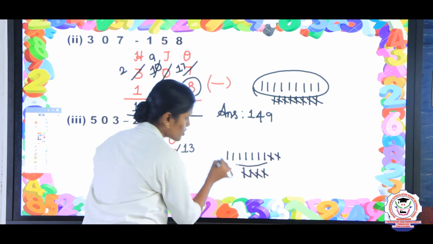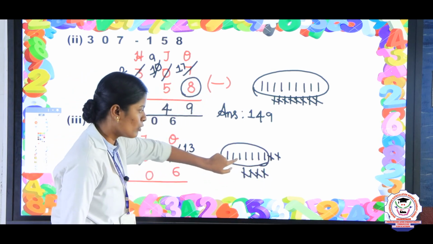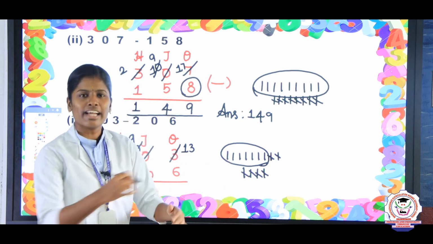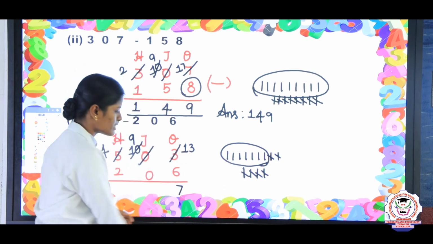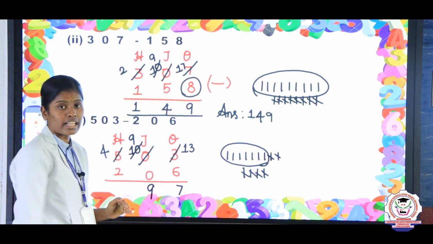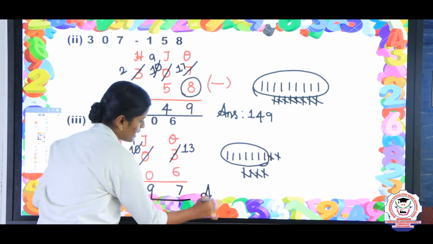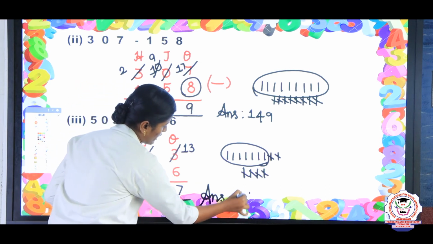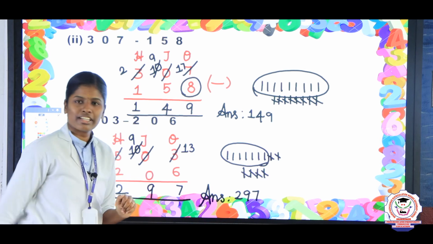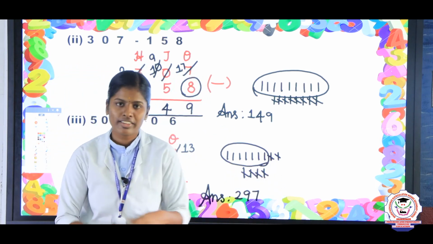So now you count this. We have the lines 1, 2, 3, 4, 5, 6, 7. So the answer is 7. Write 7 in the ones place. Next we have 9 minus 0, the answer is 9. Next we have 4 minus 2, the answer is 2. The final answer is 297. What is the final answer? 297. So, next we have another topic.